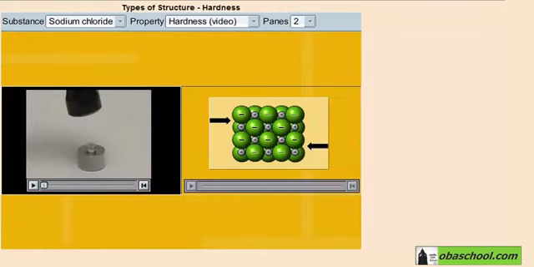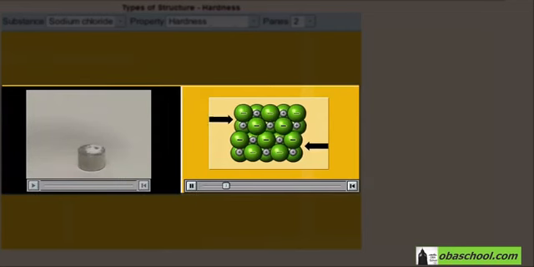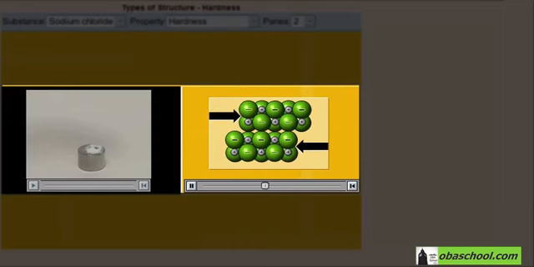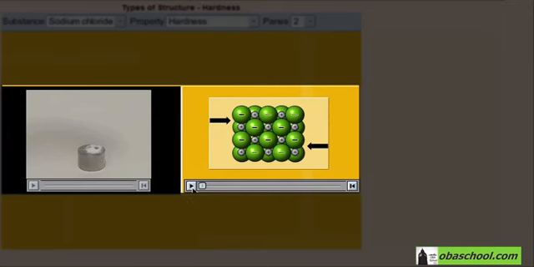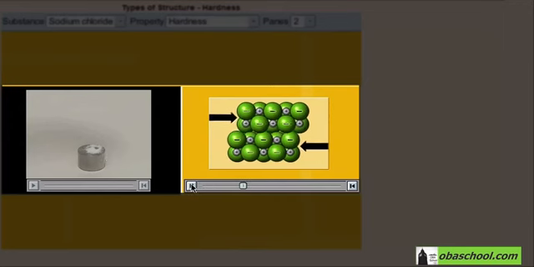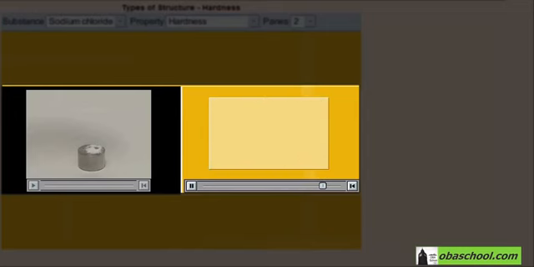This animation explains the hardness of sodium chloride. Let's watch what's happening. When given a sharp blow, the crystal will shatter.